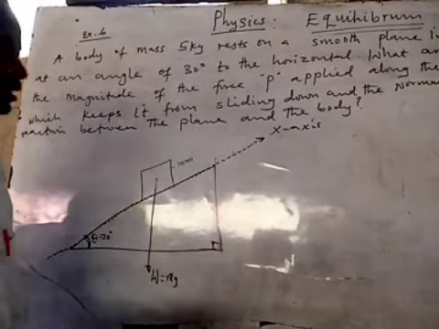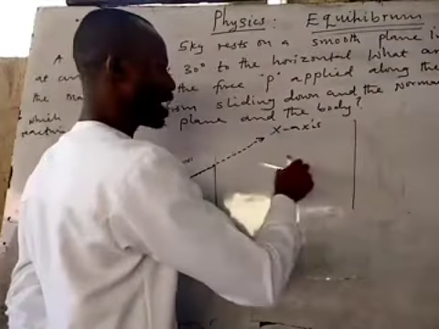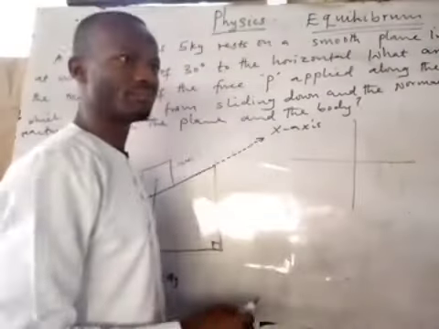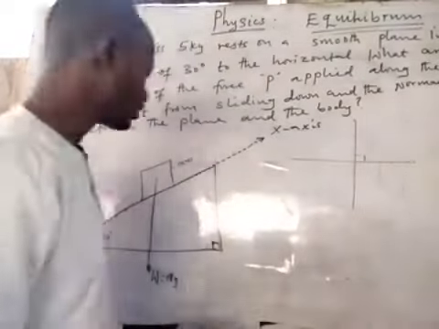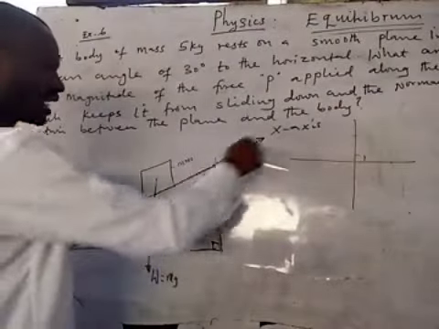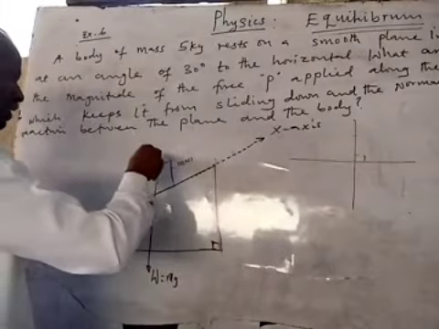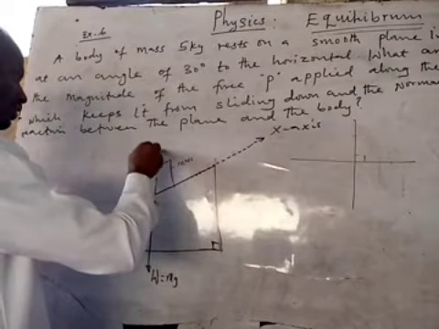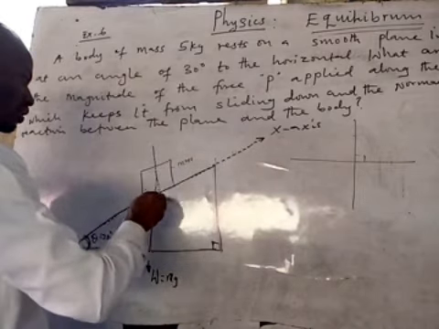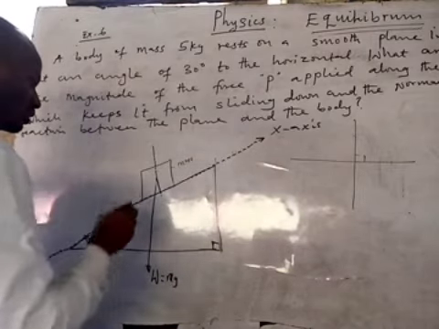Remember, your x-axis and your y-axis must be perpendicular. They must intersect at an angle of 90 degrees. So if I'm taking this line as my x-axis, my y-axis should be a line that would make an angle of 90 degrees with the x-axis. So assume this is a line.